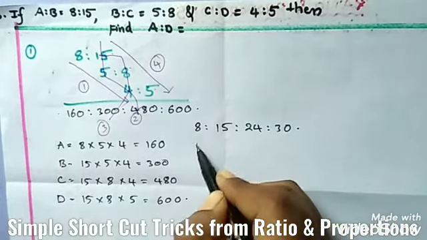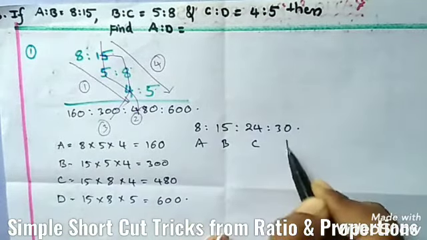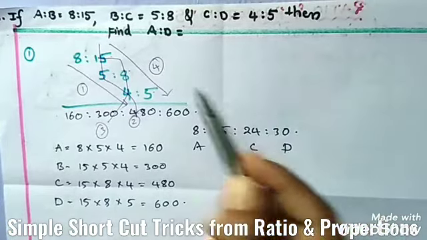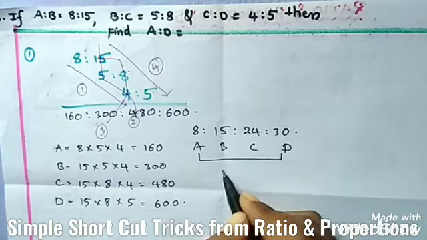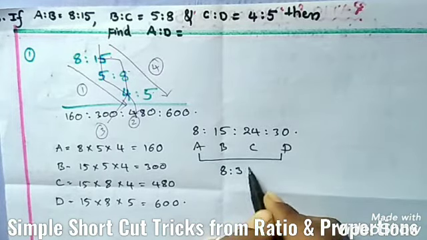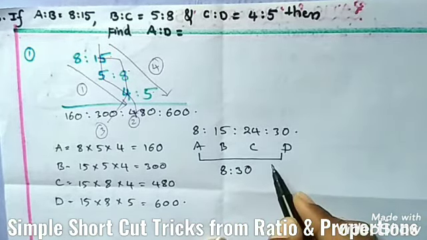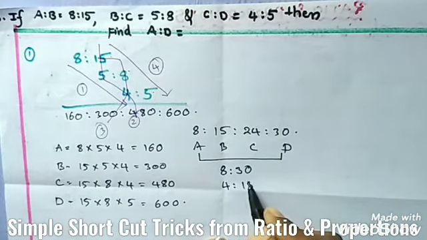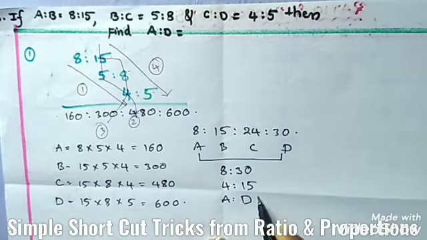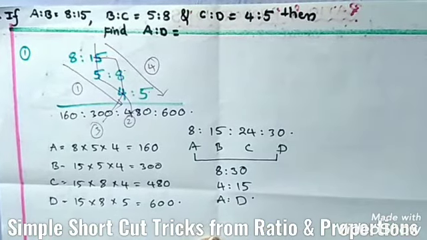Now this is about A, B, C, D. Now in the question you need to find out A and D. So if you consider these two ratios, that is enough for you. 8 is to 30 is A is to D. Then if you simplify this, 4 is to 15. That is only A is to D. That is trick number 1.